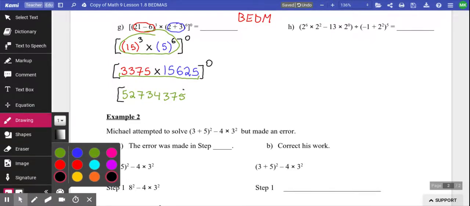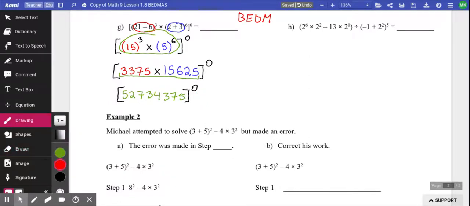And then we still have the big square brackets. Now that we've done everything inside the big square brackets, now we can do anything outside the big square brackets, which is this exponent 0. We learned a long time ago that any base to the power of 0 equals 1. So this entire thing equals 1.